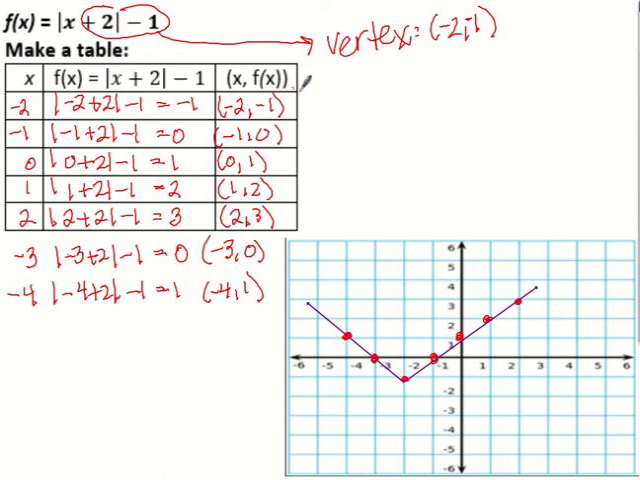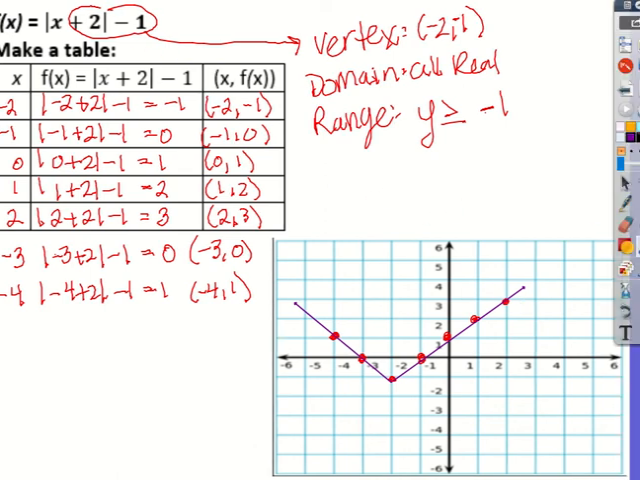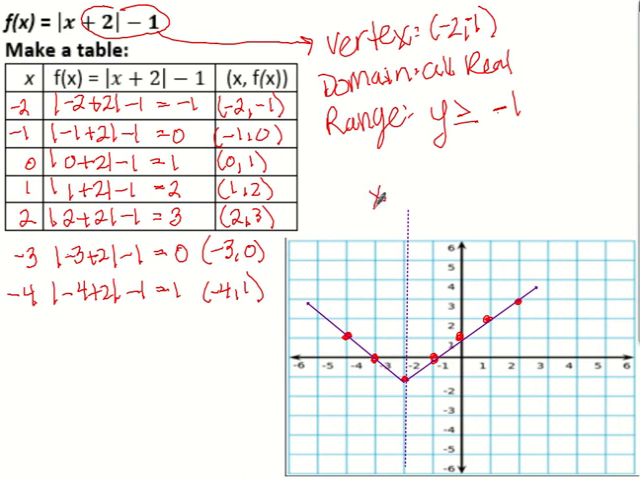So there's my vertex. My domain is going to still be all real because it's going to continue from here all the way over here and continue from here. But my range is now y has to be greater than or equal to -1 because my vertex has been dropped. See, down 1, left 2, because it's the opposite. So your vertex is actually in the equation. And then our axis of symmetry line is right here across my vertex, and that's where x is -2. So x equals -2 is my axis of symmetry.